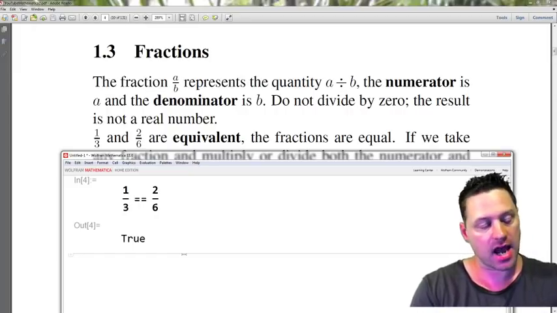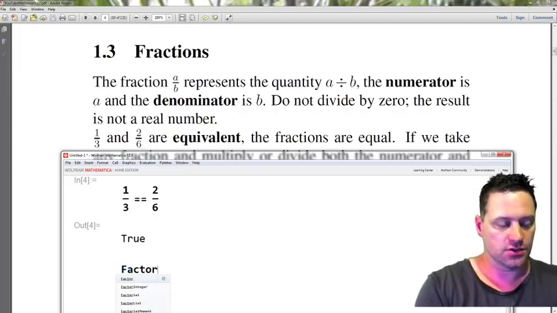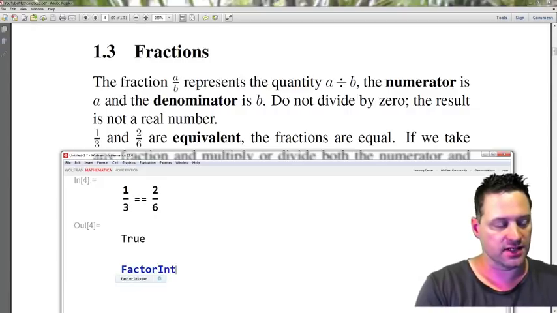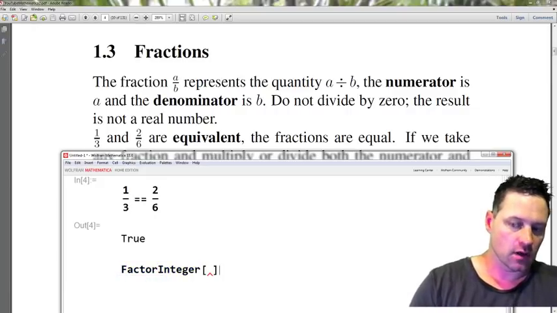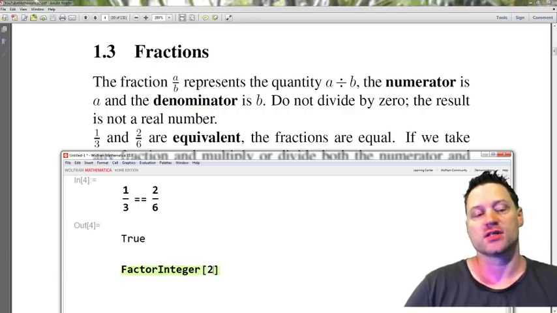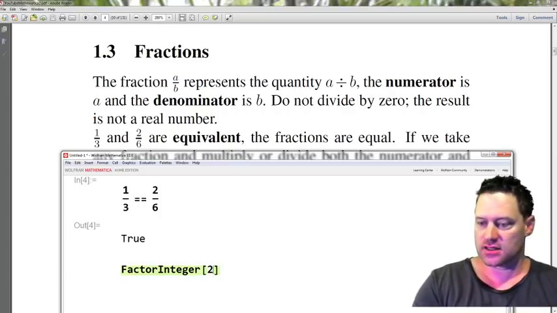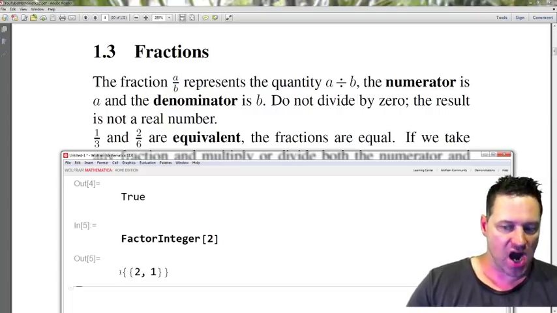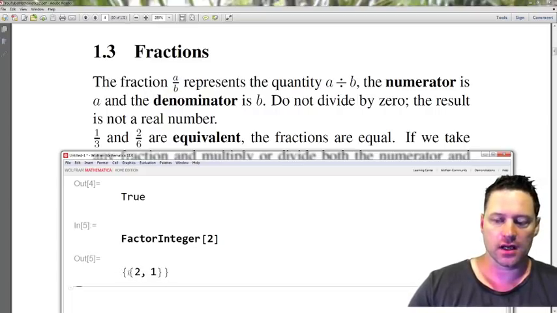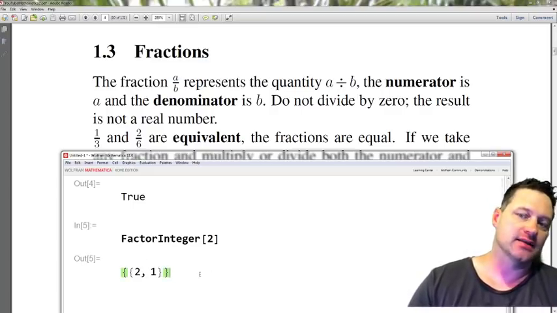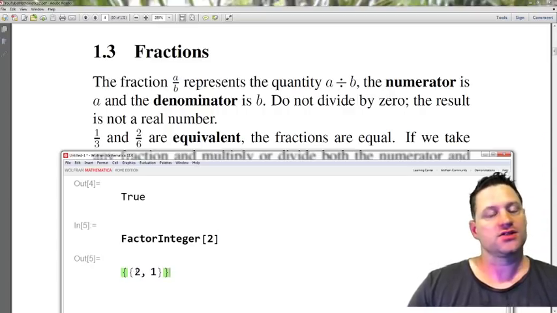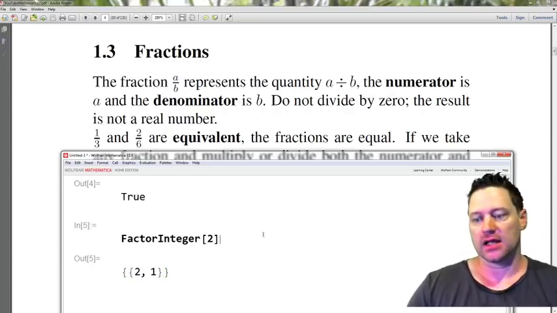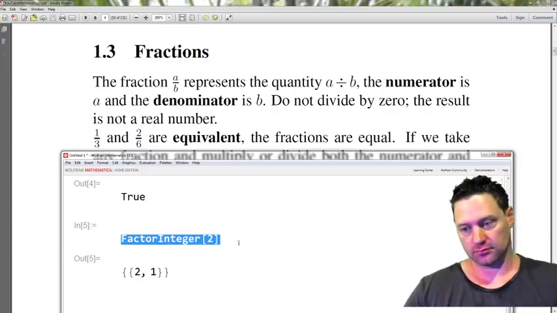Now Mathematica has a built-in function to help out with that. I can write FactorInteger, and 2. We all know that 2 is a prime number, so it will tell us, let's have a look. So the result is brackets, and then another set of brackets, 2, 1. What that's saying is that the prime factorization of the number 2 is 2 to the power 1. Okay, now let's try this with 6.